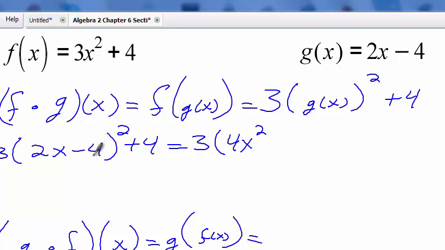Negative 8x. And then multiply that by 2, and what do you get? Negative 16x. Okay, so that's that middle term that a lot of you forget about. And then what's negative 4 squared? Plus 16. Everybody okay with where this piece came from?